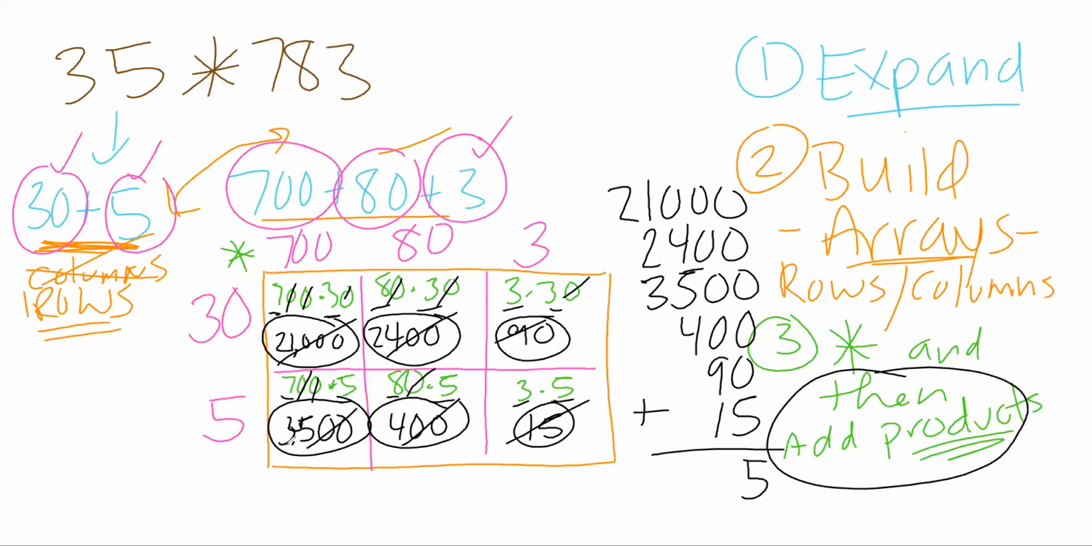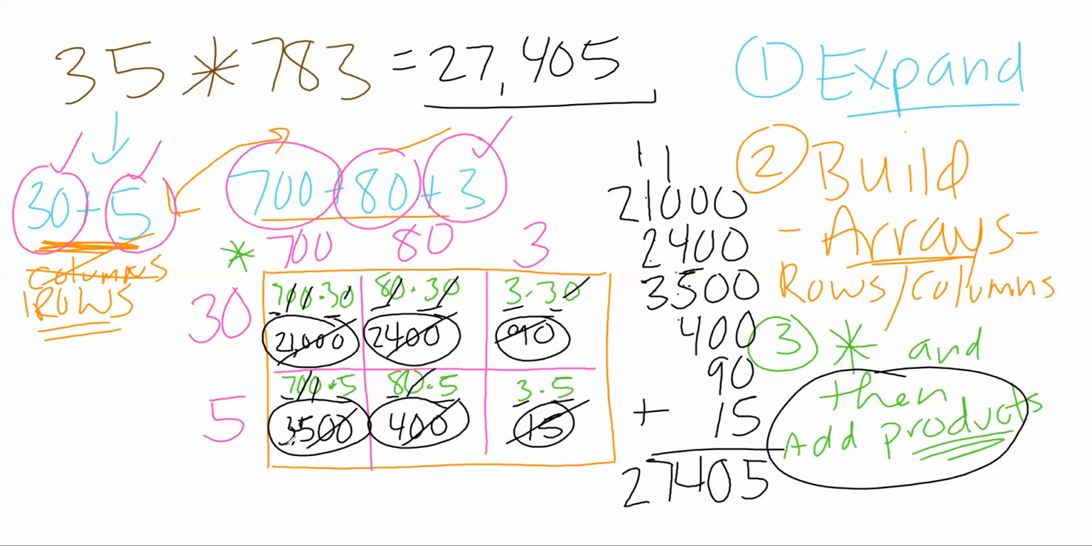So that's a 5, it's a 10, 4, 5, 6, 7, 8, 9, 10, 11, 12, 13, 14. 1, 2, 3, 4, 5, 6, 7, right? 5, 6, 7, yep. Okay, just double checking. And 2. So when we're all said and done here, 27,405 is our product. Big number, right? Big number. More digits, larger answers.